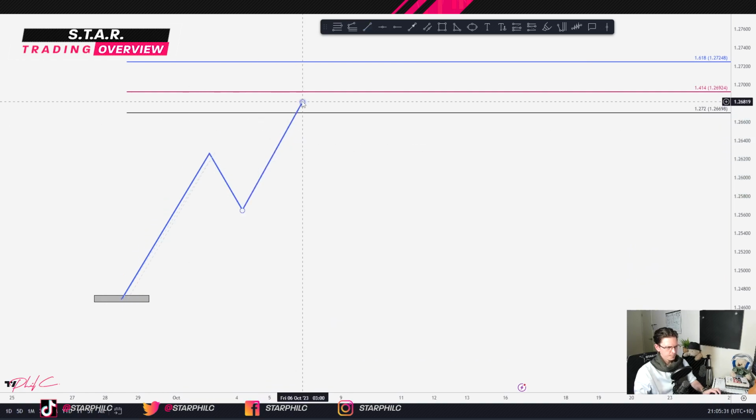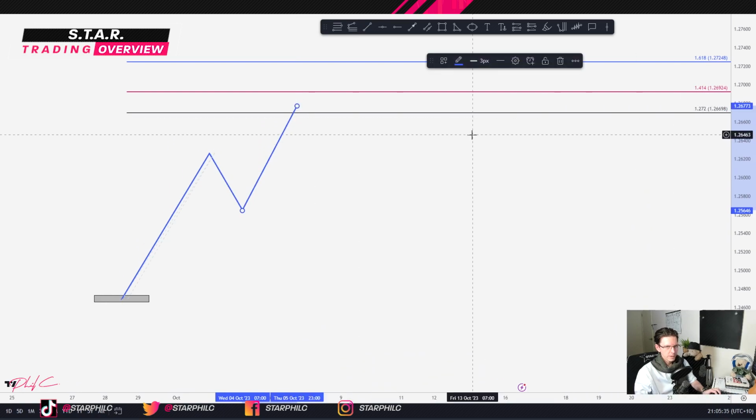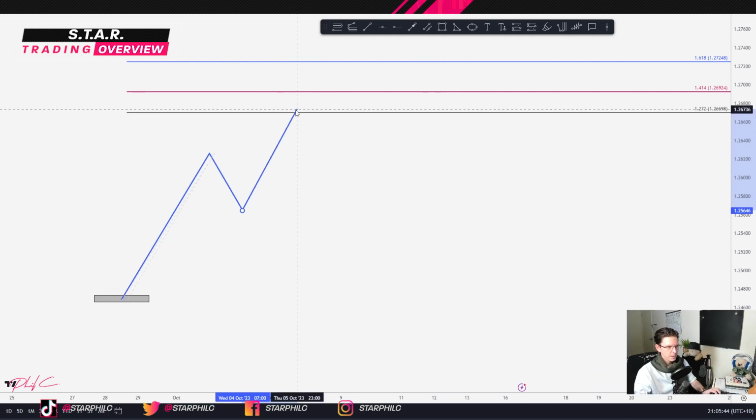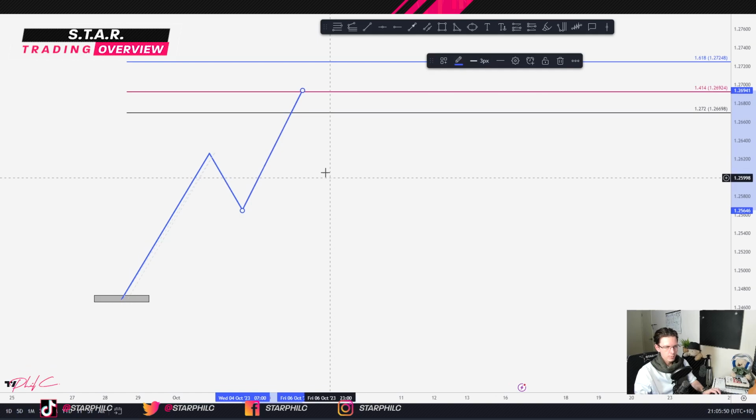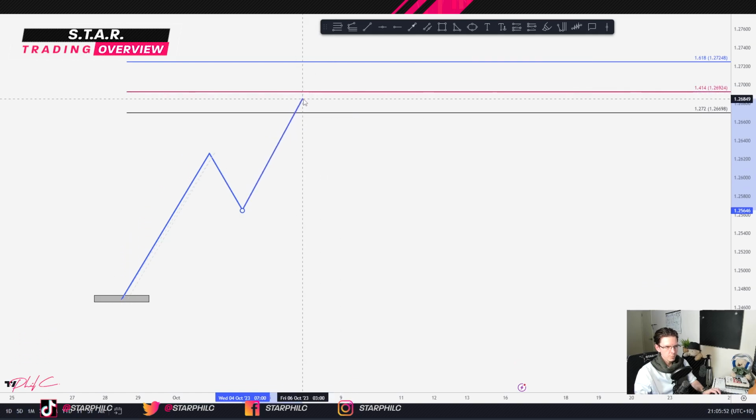Past this point, we need price action to push all the way up into a 127 Fibonacci extension, okay? Now, just like we covered with the 618 and the body of the candle, this price action can push all the way up into a 1414, but it must close below the 1414.